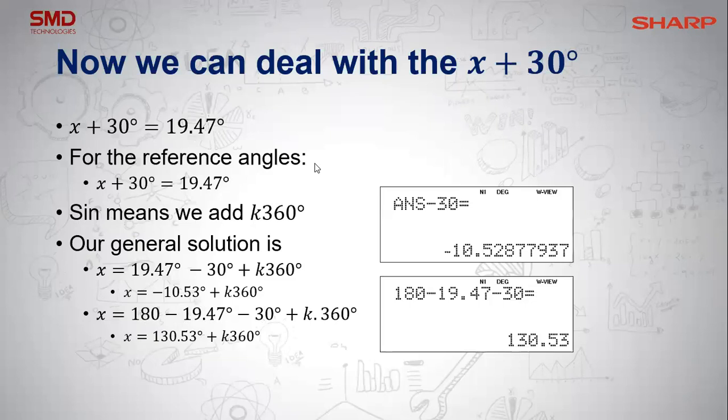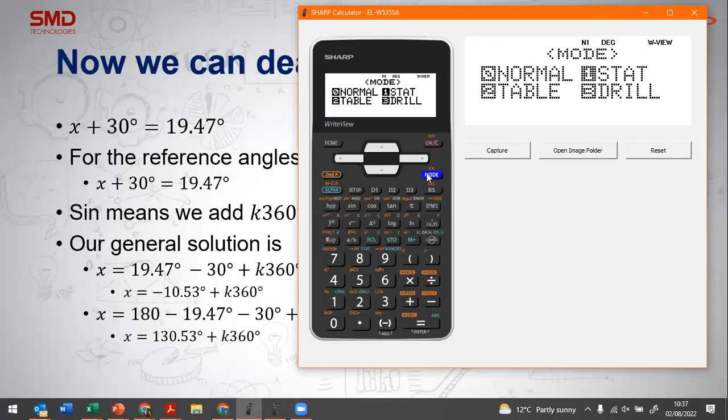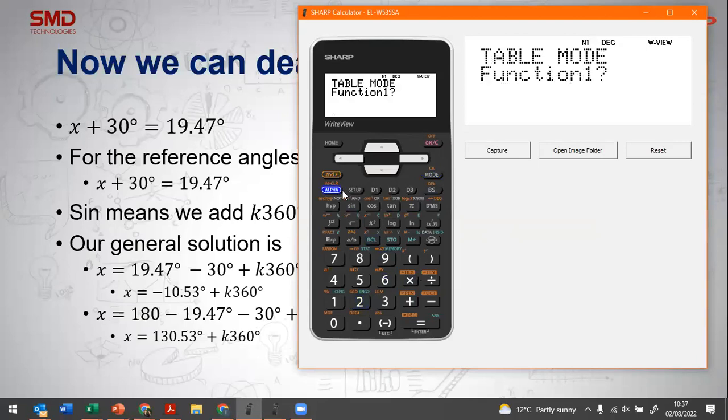Just want to pull up so that you can see both. There we go. Okay, so what we would then do is go back to table mode. I told you table mode is awesome, right? And we would fill in this first general solution. So in other words, we're not going to fill in x is equal to, we're just going to fill in this part here. So we're going to have negative 10.53 plus, now, obviously, we don't have a k on the calculator, so we're going to use x instead, times 360.